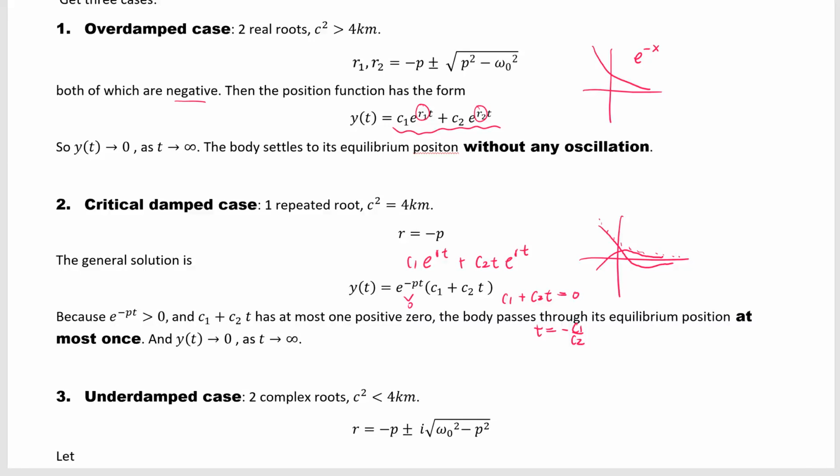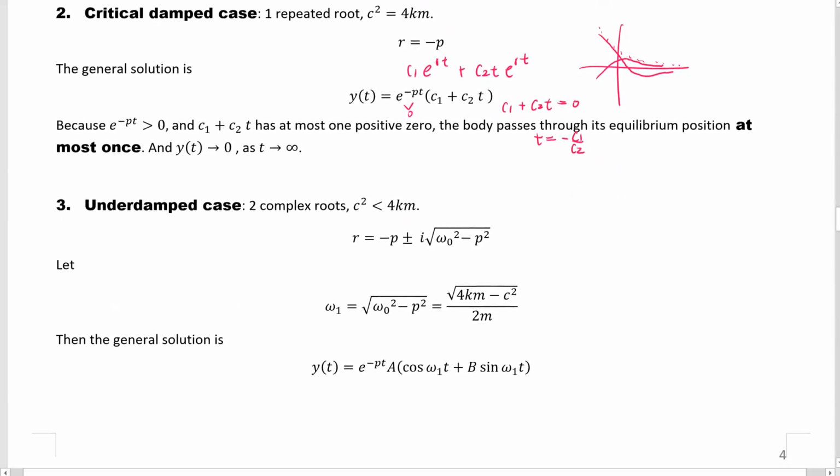Okay, and the third is the underdamped case. That's the case when we have two complex roots. So let's not use alpha and beta, because we use alpha to be the angle of the time lag, how much we shift the function. Okay, so let's use other notation.